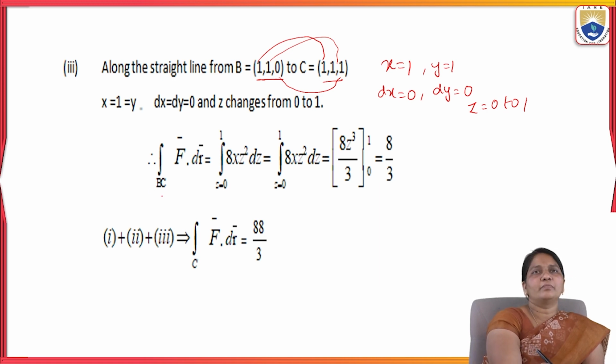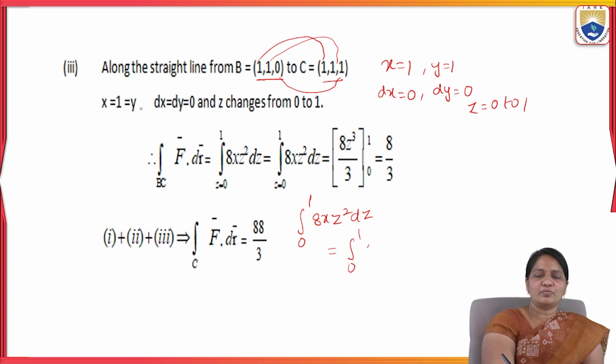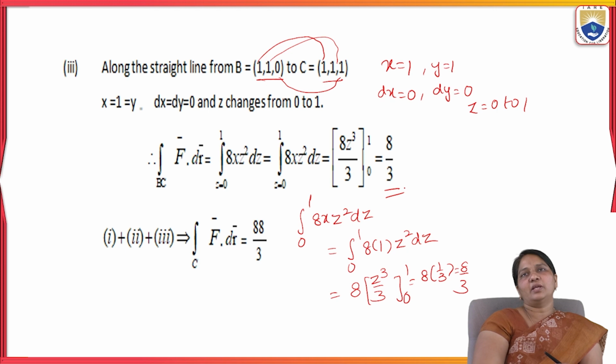So the integral over BC of f bar dot dr bar has only z terms, that is integral 0 to 1 of 8x z square dz. Here z goes from 0 to 1 and the x value is 1. So integral 0 to 1 of 8 into 1 into z square dz. Here 8 is the constant, taken out. The integral of z square is z cube by 3, with limits 0 to 1. Now it is 8 into 1 by 3, so this value is 8 by 3.